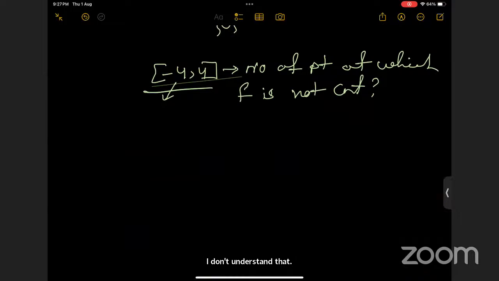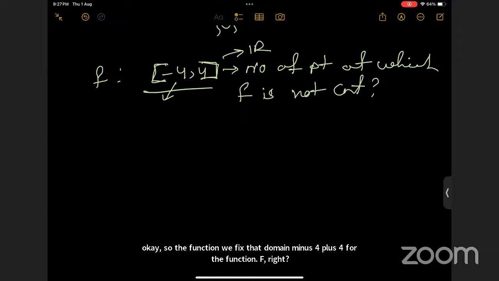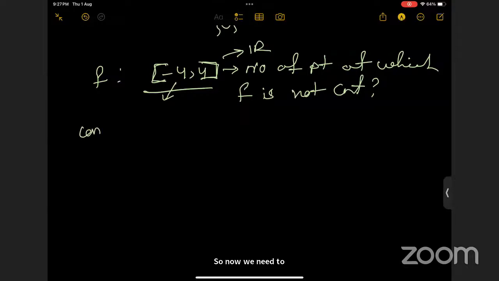Okay. So we fix the domain -4 to 4 for the function f, right? f is from this domain to the real numbers, suppose. Okay. So now we need to check continuity at the point -4. Is it continuous at -4 or not?